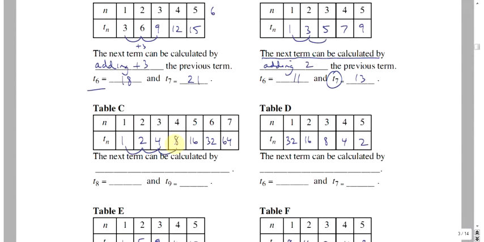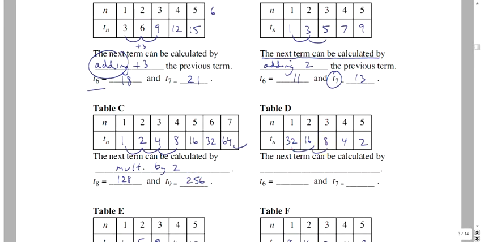Now I'm sure I have to multiply by 2. It's not adding by 2. Again, as long as I'm using the word adding or multiply, I'm okay. Okay? What's the next one going to be? What's 64 times 2? What's 128 times 2? Okay.